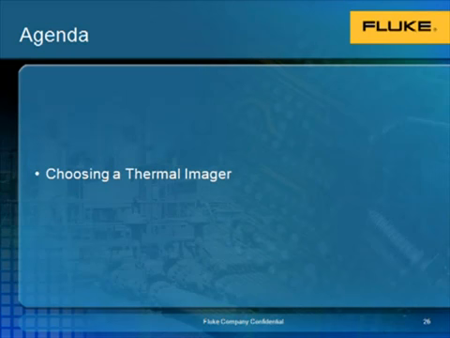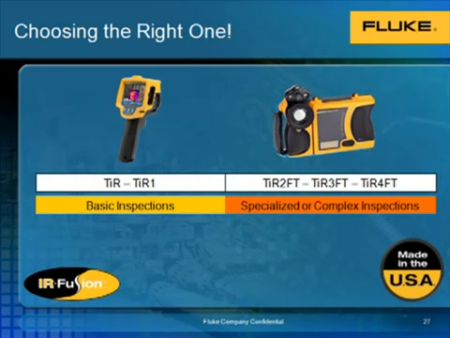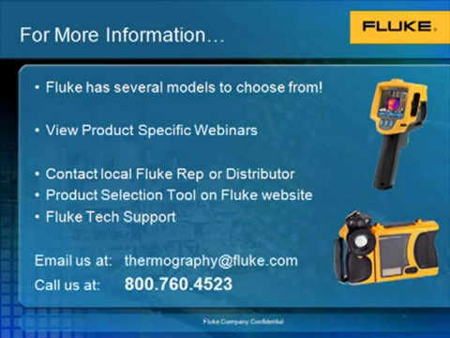And finally, we have some information on how to choose the right imager. In general, the TiR and TiR1 are meant for basic inspections and troubleshooting, and are what we consider entry-level models. On the right you see the TiR2, 3, and 4, which tend to be used for specialized or more complex inspections as they carry a higher price tag. Fluke offers several models to choose from to fit a wide range of needs and applications.